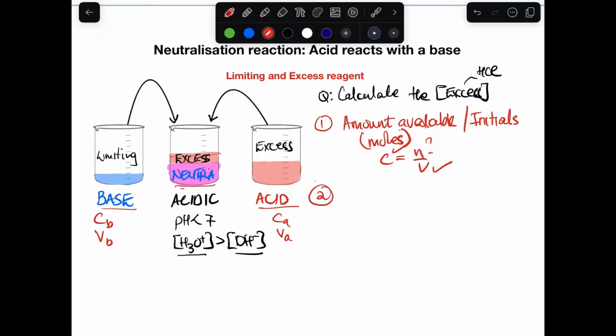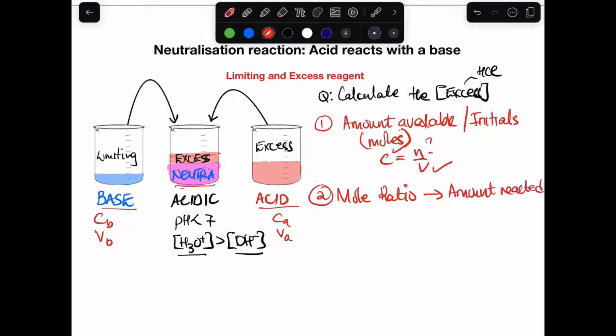Step number 2, you do what we call the mole ratio. What do we want with that mole ratio? We want the amounts reacted.